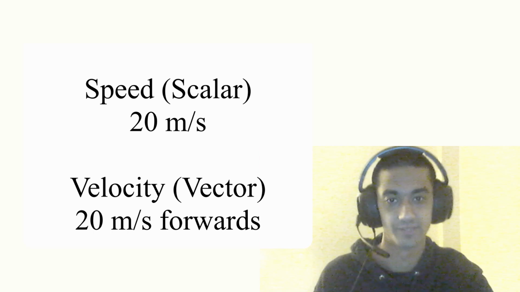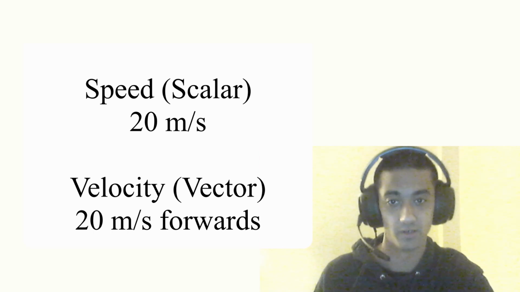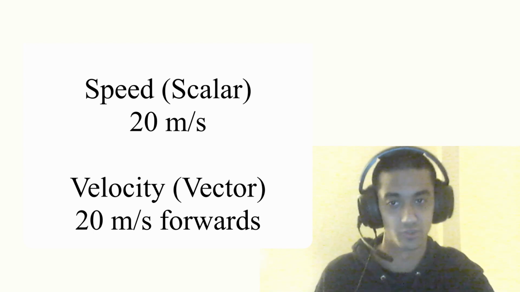And here we have the same idea applied for speed and velocity. Velocity is a vector quantity since it requires a direction to be defined, but the quantity speed does not require a direction to be defined.